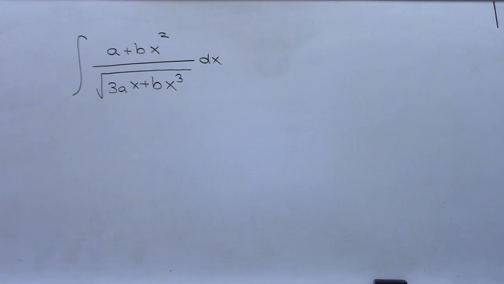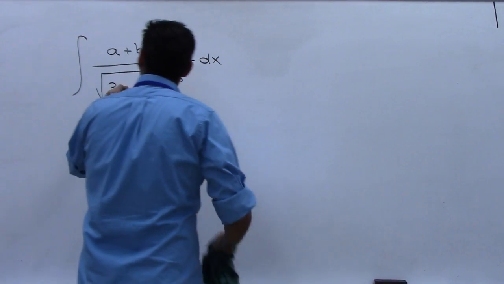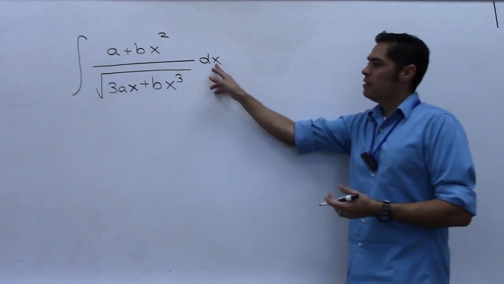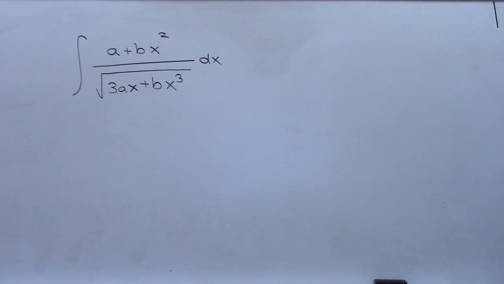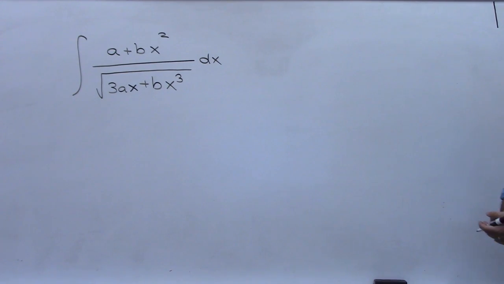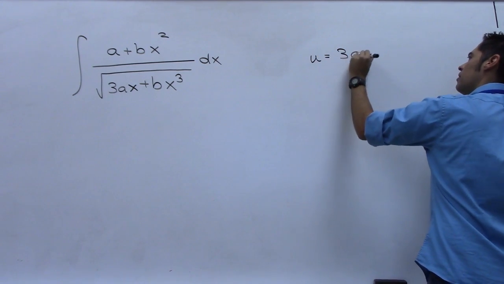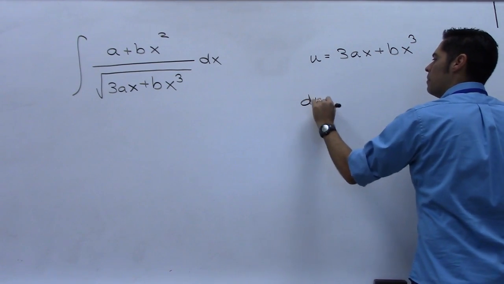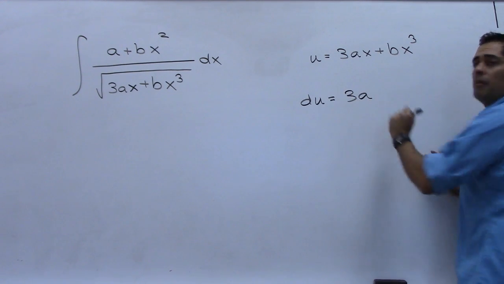Okay, so what is the variable in the problem? X, because dx indicates the variable. Now, a and b we're going to assume to be constants. Right? Just any number, but it's fixed and we don't know what it is. So 3ax plus bx cubed. Let's just see what the derivative of that would be. What's the derivative of 3ax? Just 3a? Are we comfortable with that?